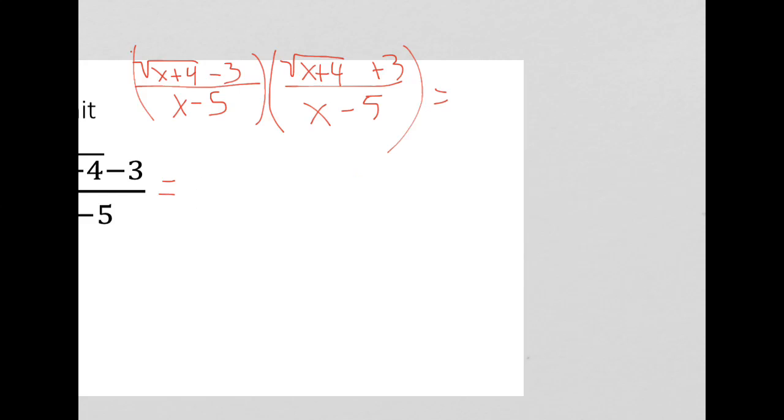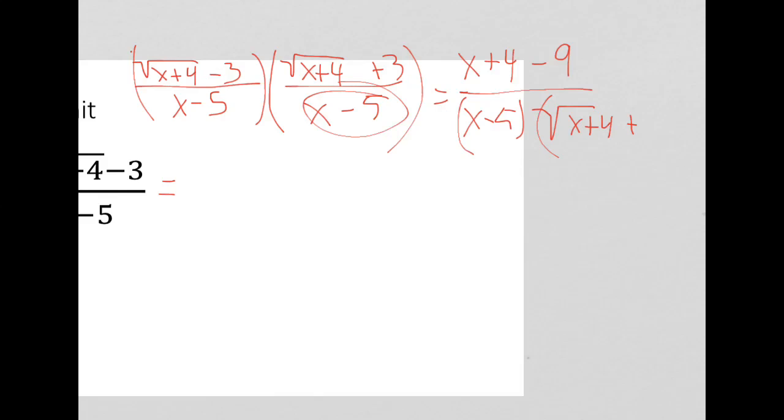So when we multiply those conjugates together, we're going to get x plus 4 from that square root minus our b squared term is going to be 9. And that's all over x minus 5. And I messed this up right here. I should have written the square root of x plus 4 plus 3. So let me fix that.